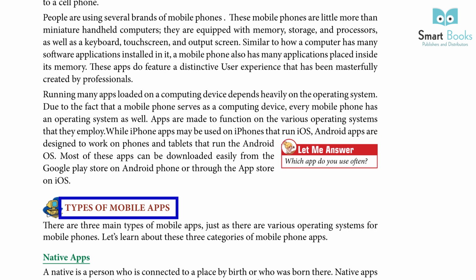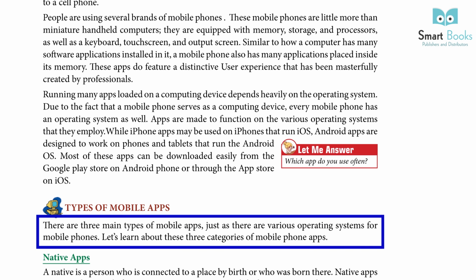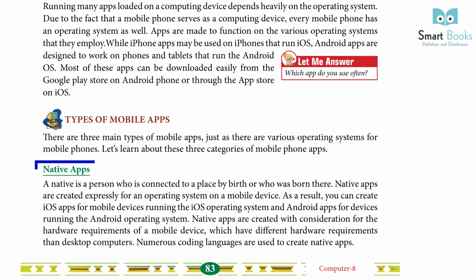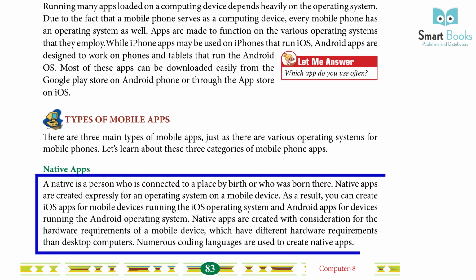Types of mobile apps. There are three main types of mobile apps. Just as there are various operating systems for mobile phones, let's learn about these three categories of mobile phone apps. Native apps. A native is a person who is connected to a place by birth or who was born there. Native apps are created specifically for an operating system on a mobile device. As a result, you can create iOS apps for mobile devices running the iOS operating system, and Android apps for devices running the Android operating system.